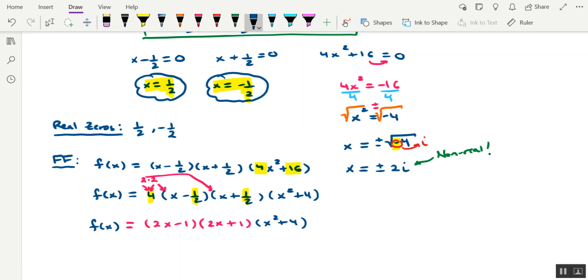Now in the next section, when we consider non-real zeros, we'll factor this even further. That is, we'll break up x squared plus 4 into factors which will include non-real zeros.